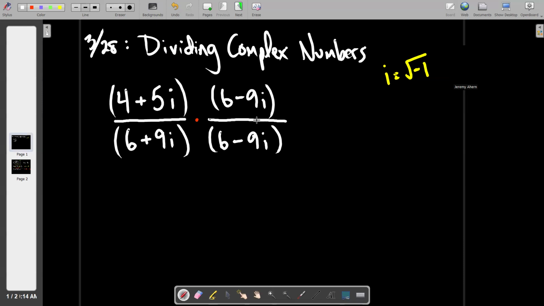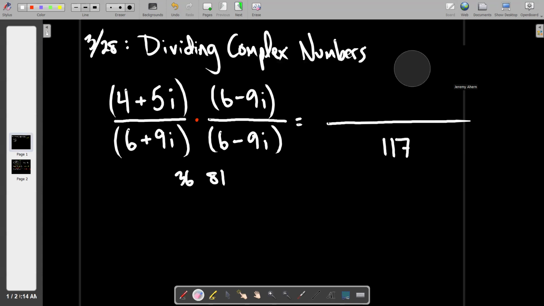And the bottom, through practice and practice and practice, we get to a point where we just don't have to slow down as much, right? What is 6 times 6? What's 9 times 9? What's 36 plus 81? 117. Okay, so what we have right now is on the bottom, we have 117. Everybody with me? You sure we're good?